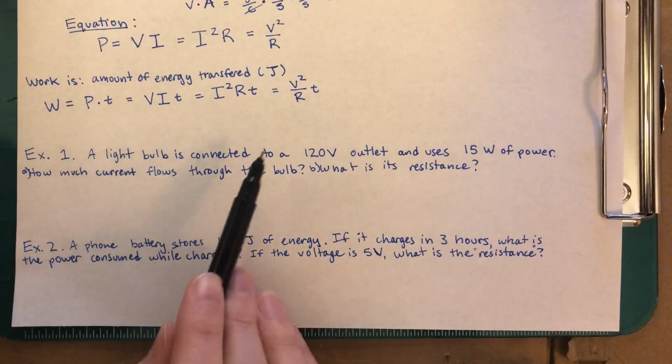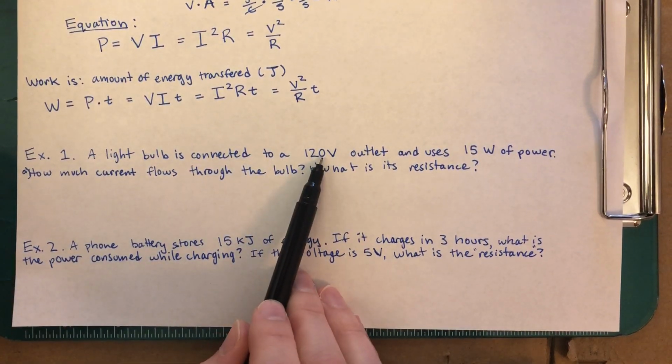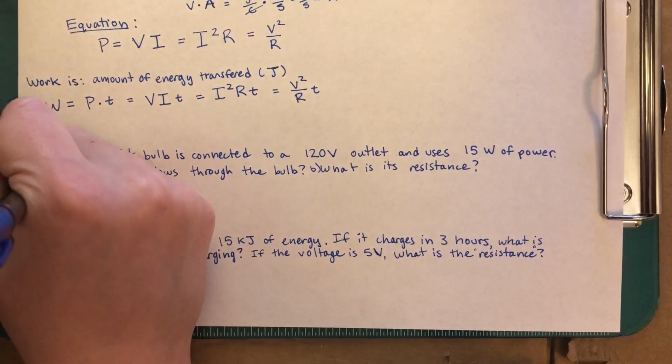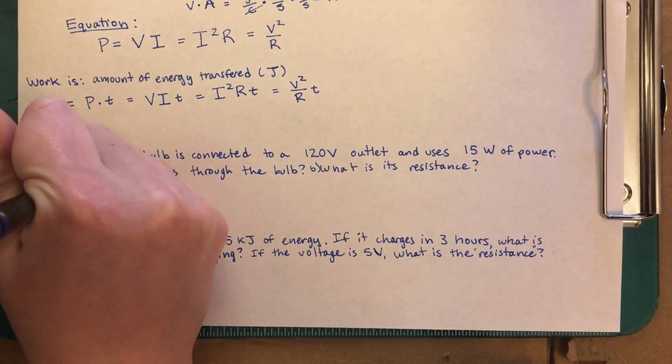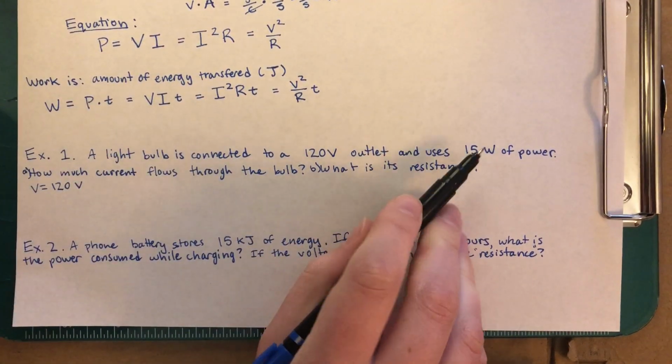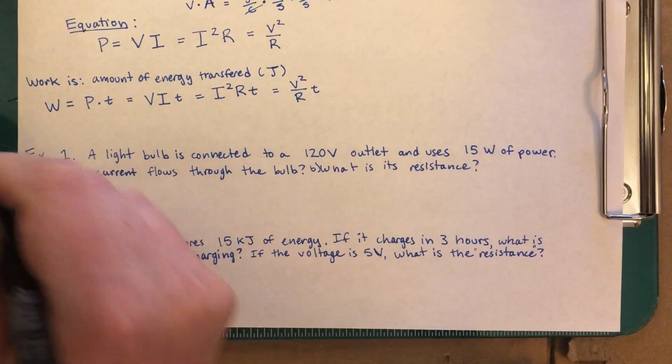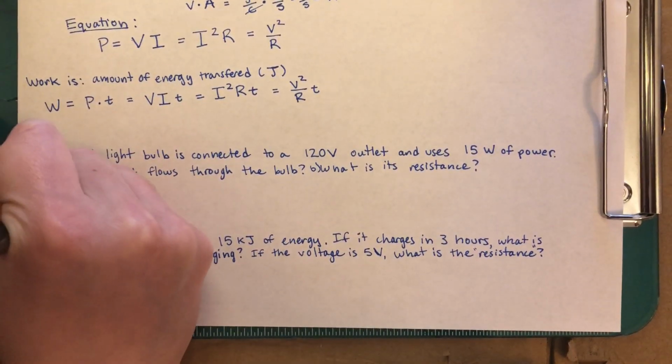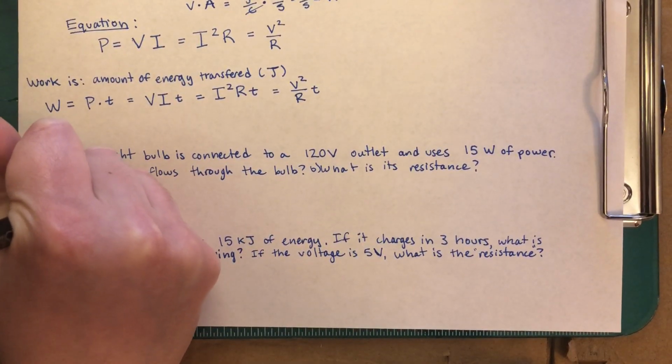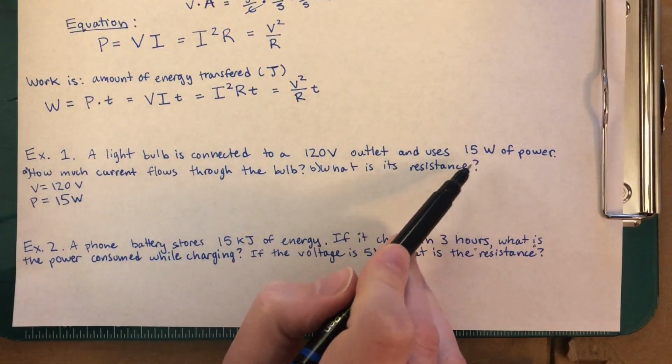So a light bulb is connected to a 120 volt outlet. So V equals 120 volts and uses 15 watts of power. So that's P equals 15 watts.